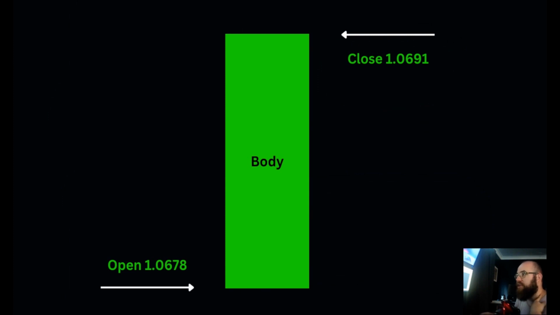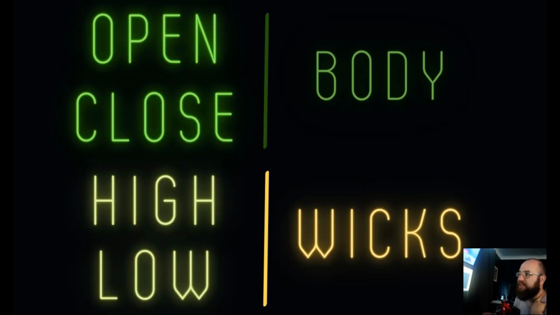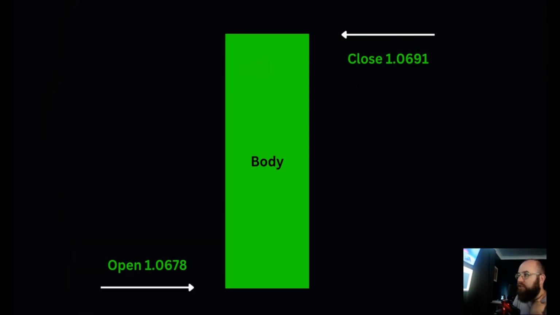So let's have a look at the body first of all. We'll take this one step at a time. Let's look at the open and close and how that forms the candlestick body. So we have a candlestick body here. The open price is at the bottom of the candle in this example, and the open price was 106.78. It doesn't matter which currency pair, it doesn't matter which time frame. Let's ignore those things for now.